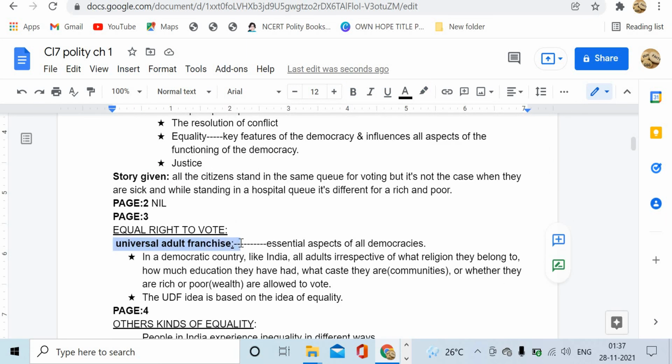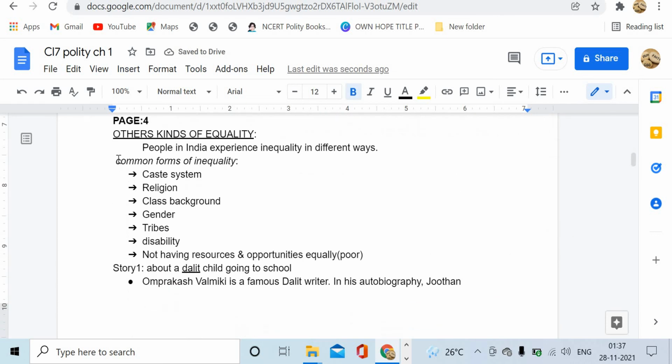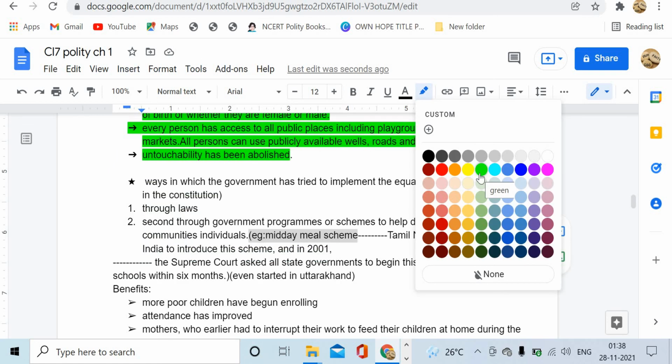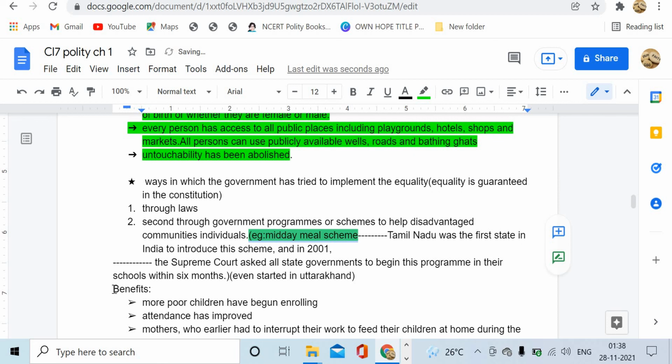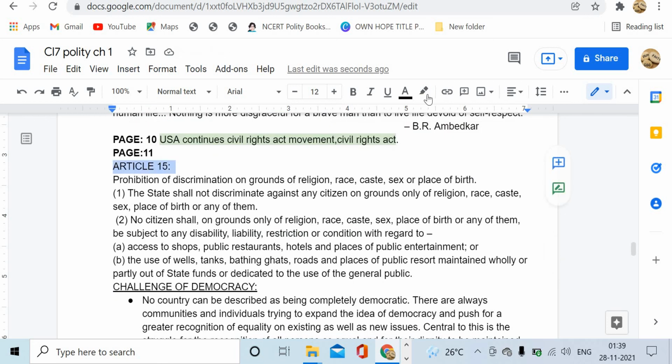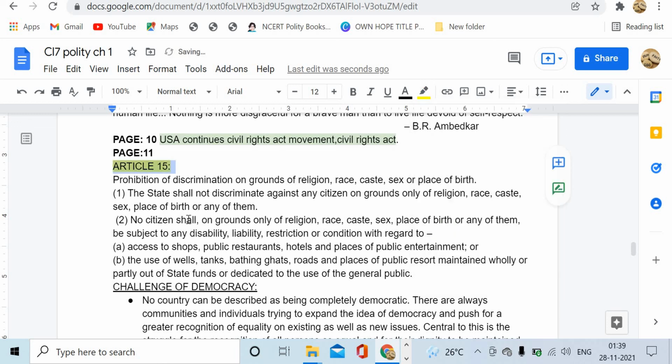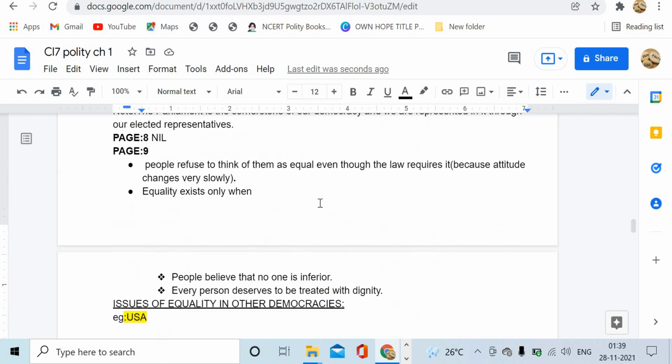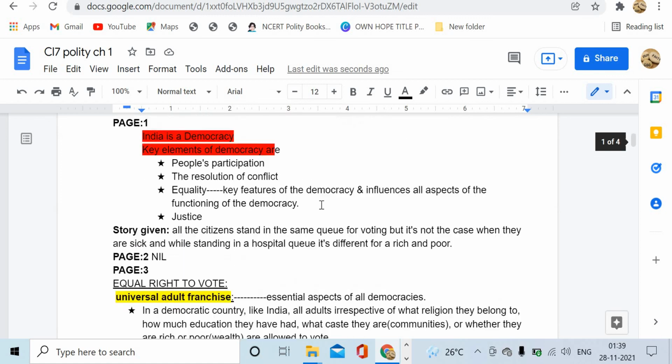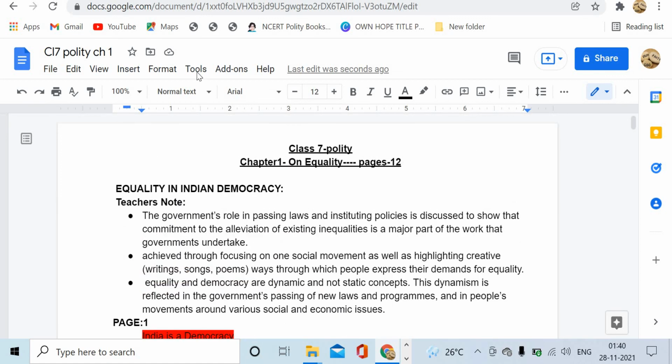The meaning of universal adult franchise, and also the various common forms of inequality given in this chapter. We also have to remember what the midday meal scheme is and the benefits of this scheme. Article 15 is the article which provides the provisions for the recognition of equality. These are the important points which we have to remember after studying this chapter.